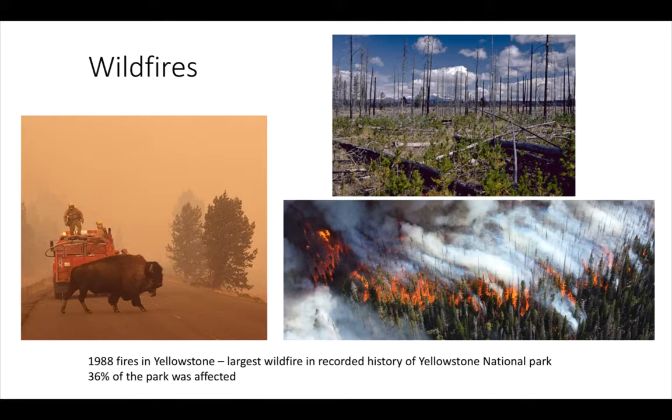Drought can also lead to really dry conditions that spark wildfires, and we see these every year in our national parks and our national forests. One of the biggest and most famous is the 1988 fire in Yellowstone, the largest wildfire in recorded history in Yellowstone National Park, which affected about 36% of the park. It's a very, very big park, so this has had a very profound impact on Yellowstone National Park.